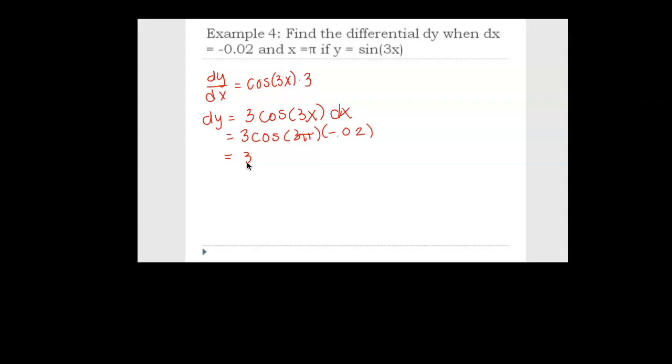Cosine 3 pi is the same as the cosine of pi, which is the same as negative 1. So a negative times a negative becomes a positive, and 3 times 0.02 is the same as 3 times 6 with 2 decimals. So we get 0.06.